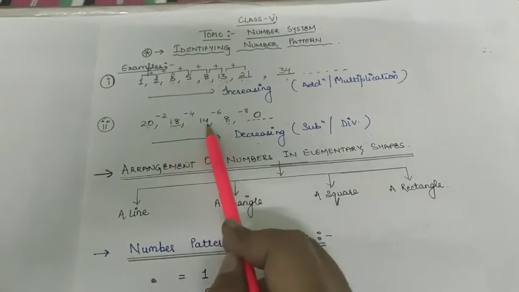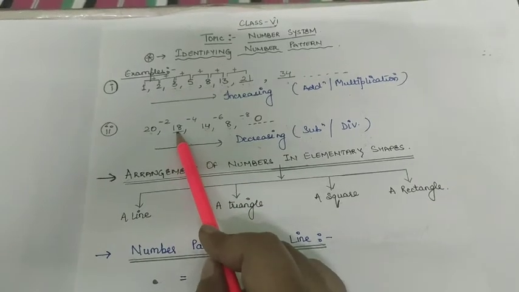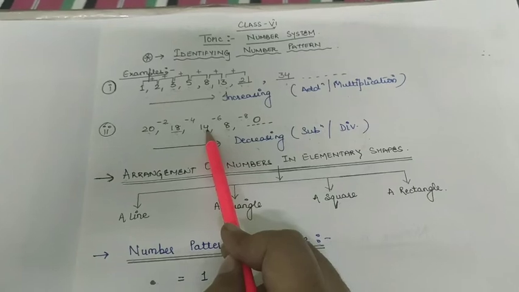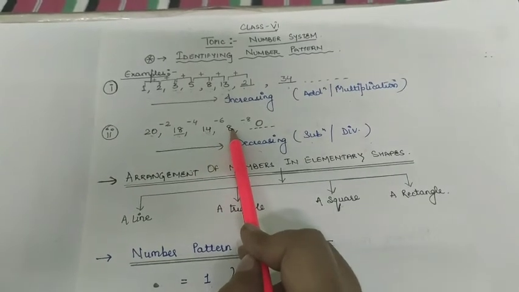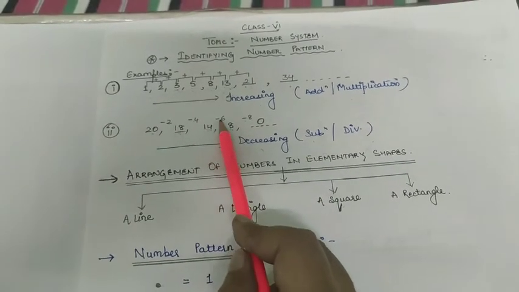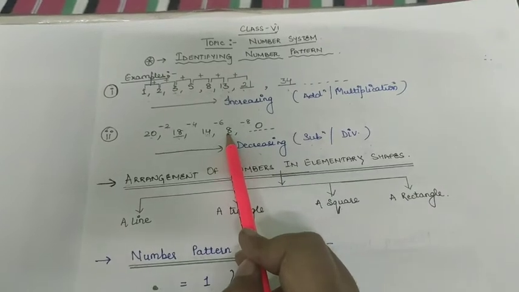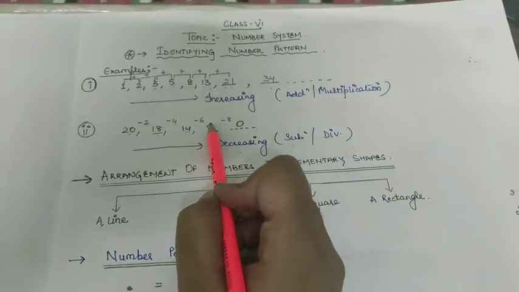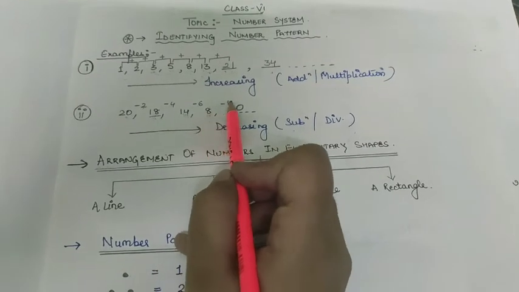Similarly, after 18 I have 14. So can I see that if I subtract 4 from 18, I get 14. Similarly, after 14 I have 8. Can I say that from 14, if I subtract 6, I will get 8? So can I see that the numbers which are being subtracted from the previous number are increasing by 2.